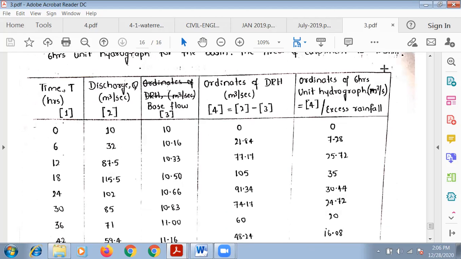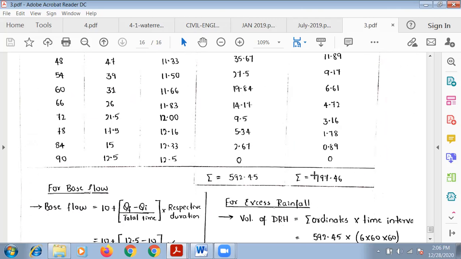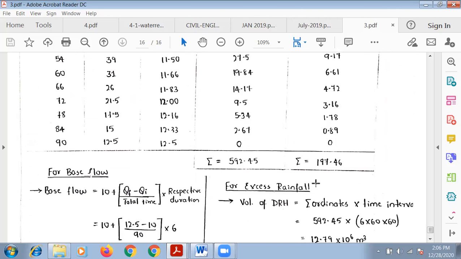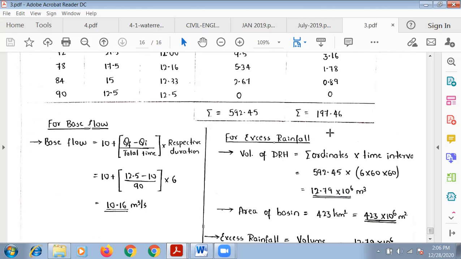So finally the ordinates of the 6-hour unit hydrograph are given by column 4 divided by excess rainfall, that is 3. Excess rainfall we already calculated. So it is 21.84 divided by 3, 7.28, 77.17 divided by 3, 105 divided by 3, then 91.34 divided by 3, and so on. Go on calculating. Okay, so write the summation of the 6-hour unit hydrograph, given by the total value here, that is 197.6.